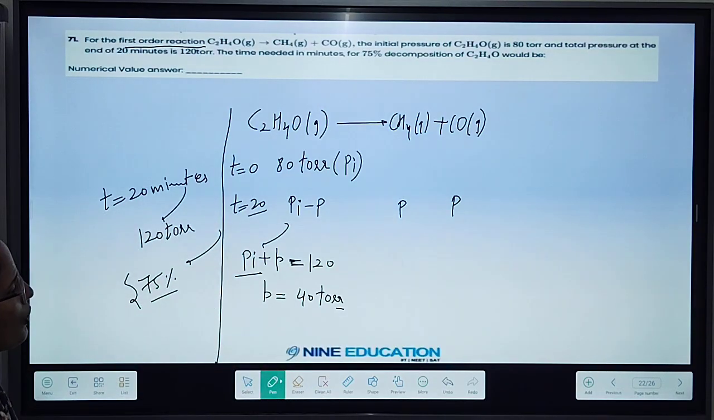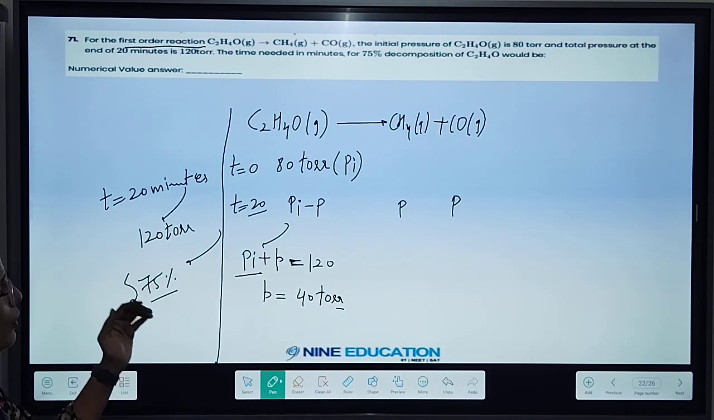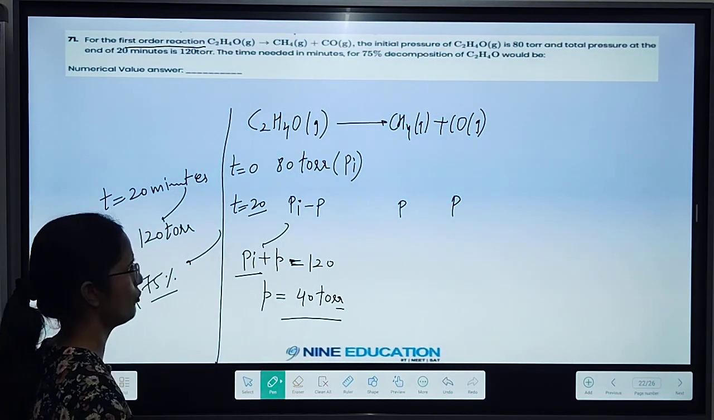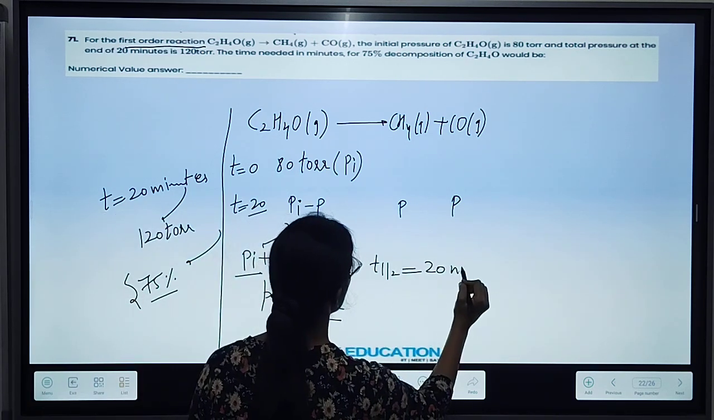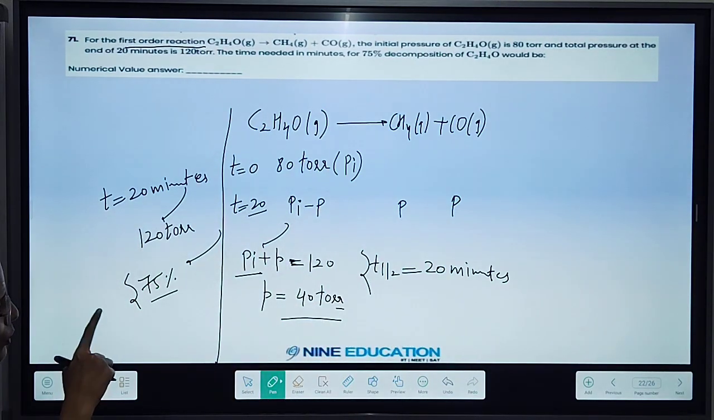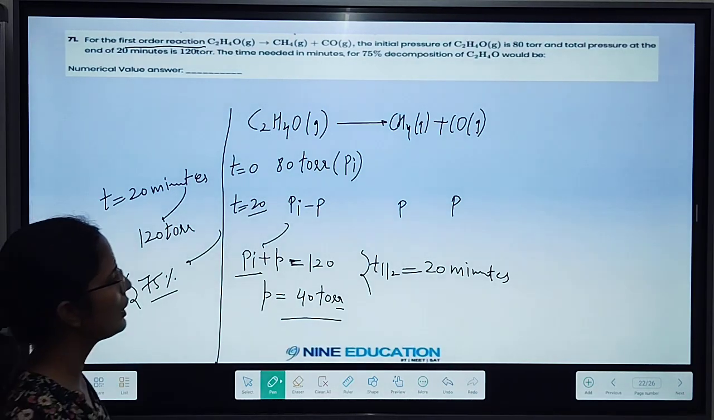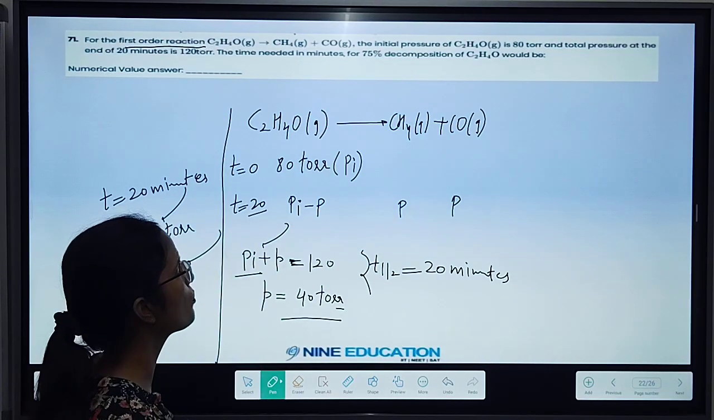And if P is 40 torr, it is simply telling you that half of the C2H4O has already reacted, so the pressure is reduced to half, right? 80 minus 40, it will be 40. So can I say that the half-life of this reaction is nothing but 20 minutes? And now you should understand why I calculated P, so that I get the idea of what exactly is happening at t equal to 20 minutes, whether it is related to the half-life. So if the half-life is 20 minutes, we need to find the time needed in minutes for 75% decomposition, okay.